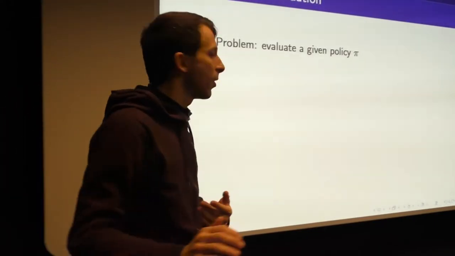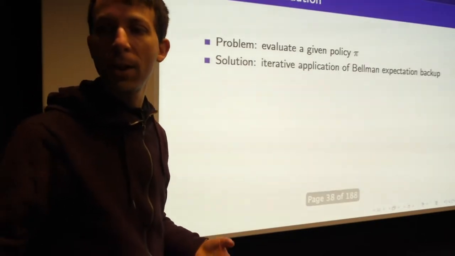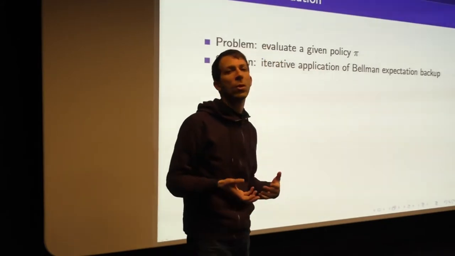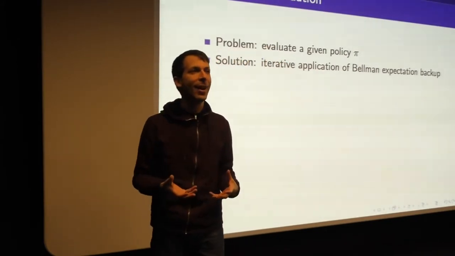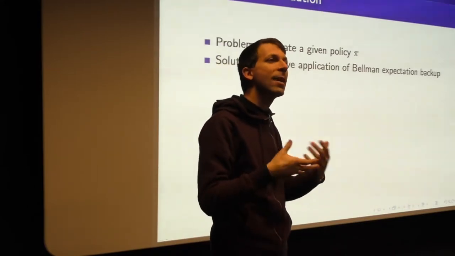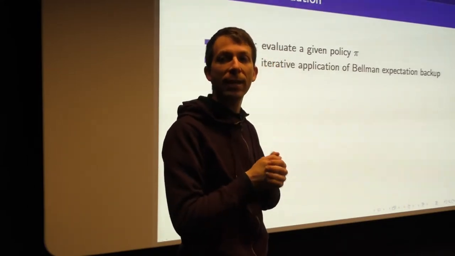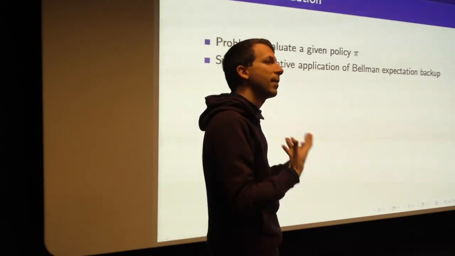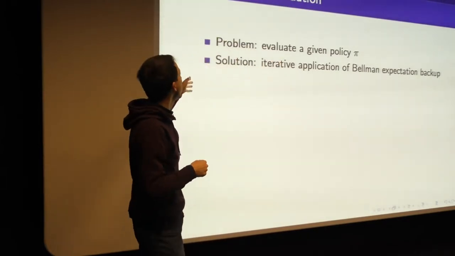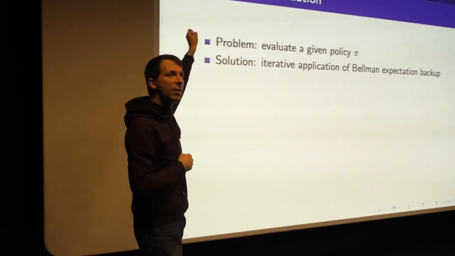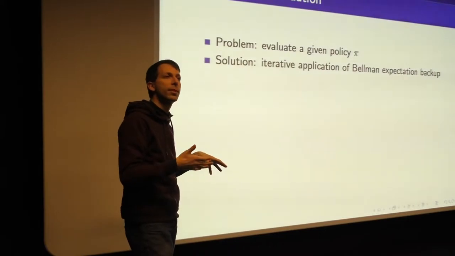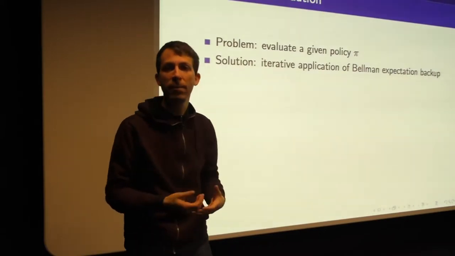Okay, so here we are, we want to evaluate this policy. And how are we going to do it? Well, we're going to use the Bellman equation that we saw last week. So in particular, if you recall, last week we had different flavors of Bellman equation. We had the Bellman expectation equation, and we had the Bellman optimality equation. And what we're going to see is that we use the Bellman expectation equation to do policy evaluation, and we use the Bellman optimality equation later to do control. So each one is applied to solve a different type of problem.